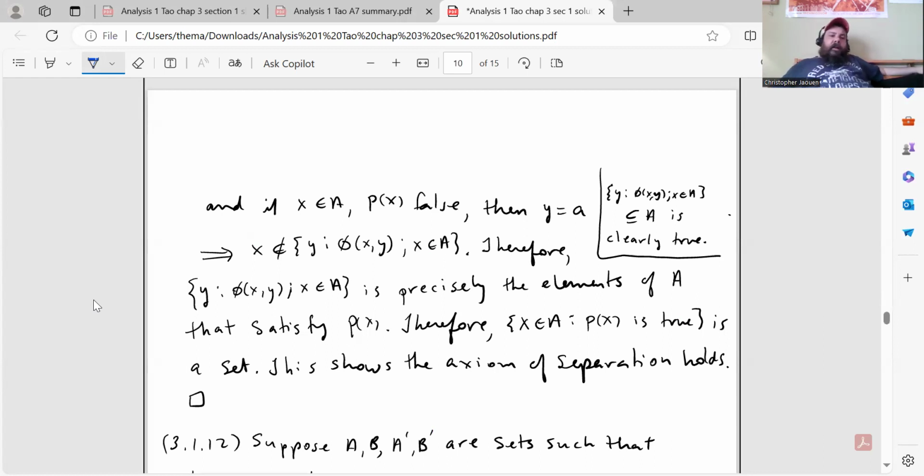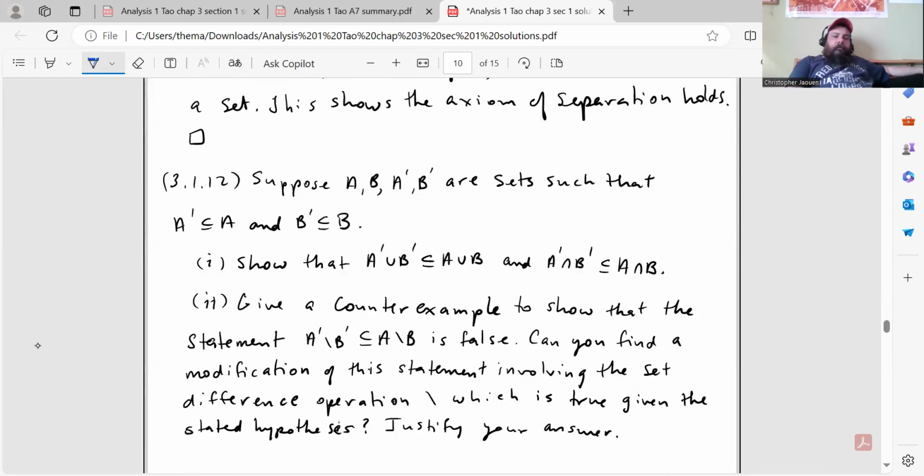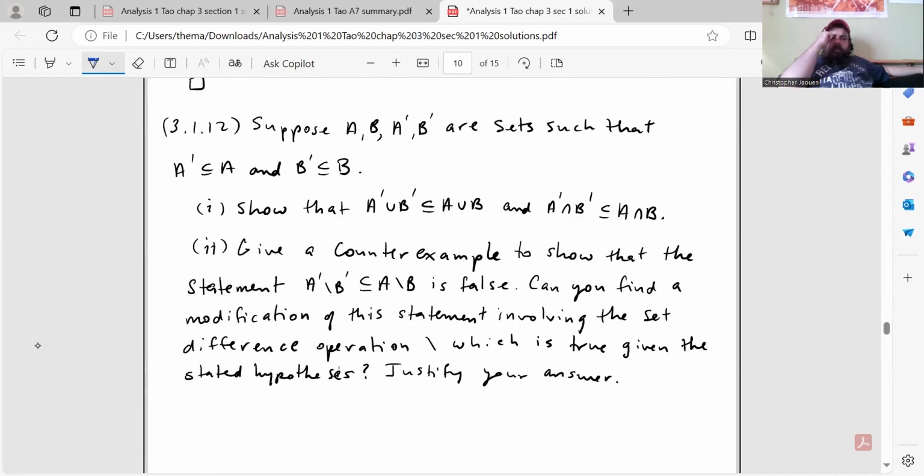And here I forgot to include this when I was writing it up, and I didn't feel like erasing and redoing it. So just as an aside, this set is clearly a subset of A, right? Because that's one of the conditions here. Right. Is this the last?